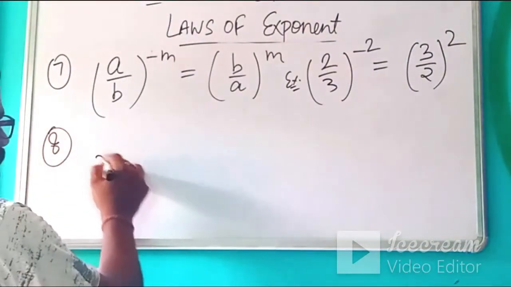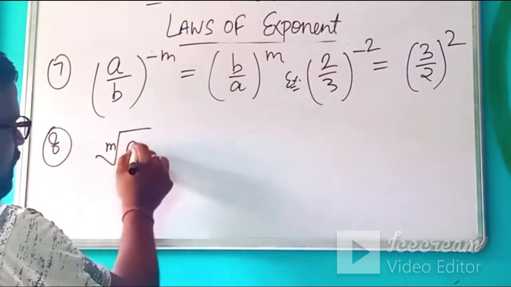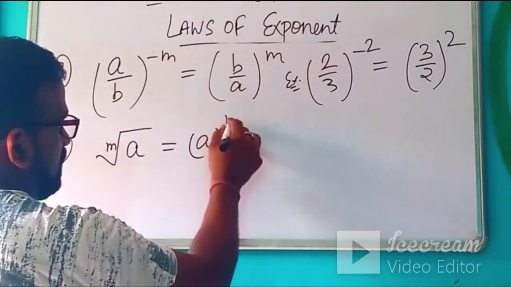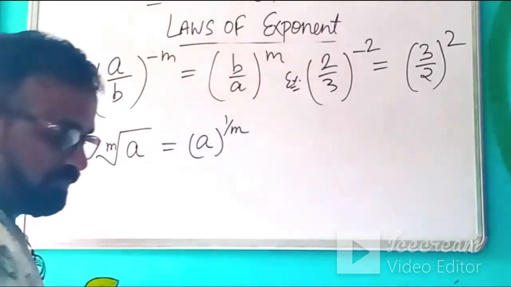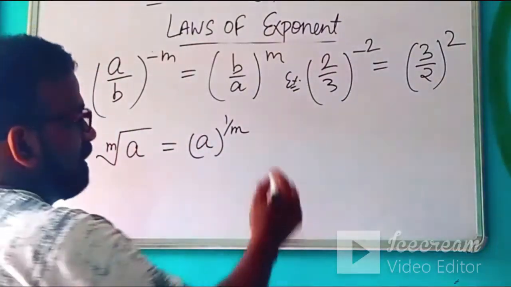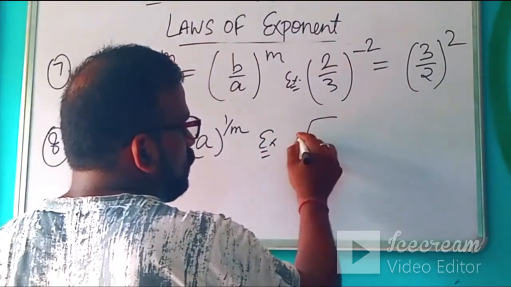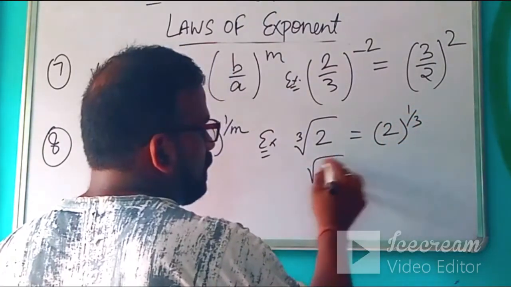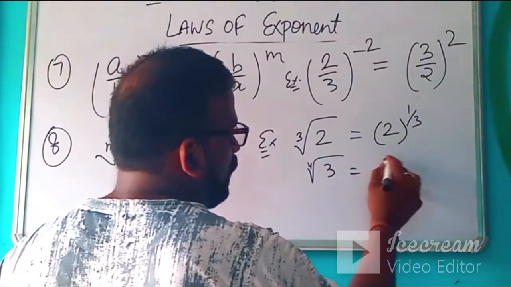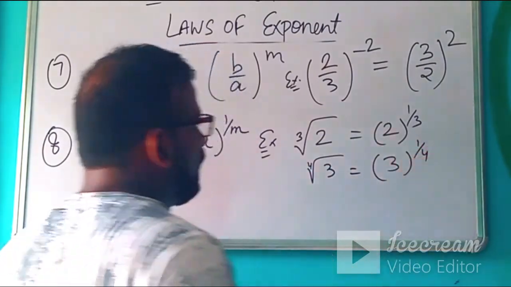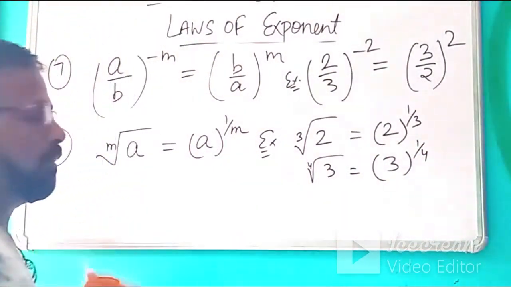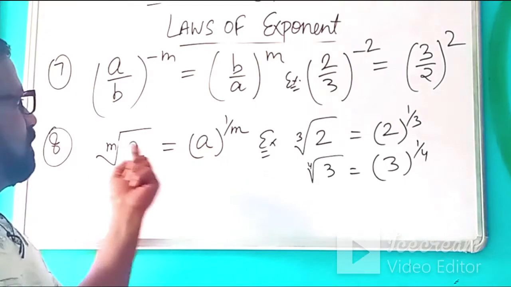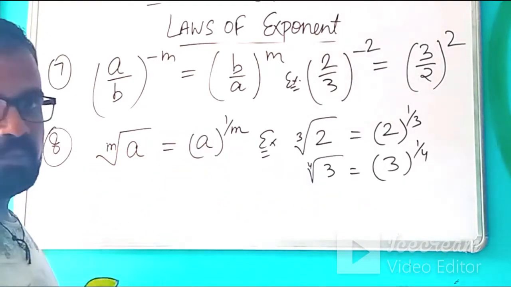Then if the nth root of any number is there, this can be written as 1 upon n. For example, if I write cube root of 2, we can write it as 2 to the power 1 upon 3. If it is fourth root of 3, then you can write 3 to the power 1 upon 4. Again a very important law, we will be using this very frequently in questions. For the nth root of any number, you simply convert the root into 1 upon n in the exponent.